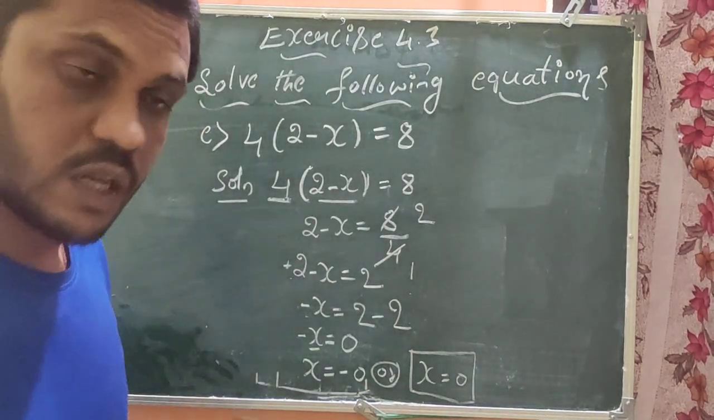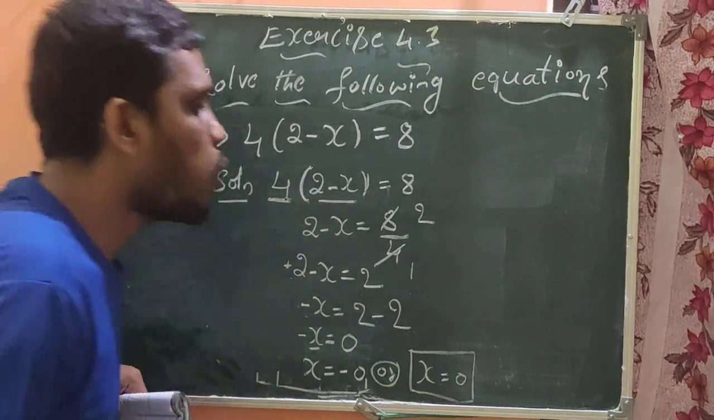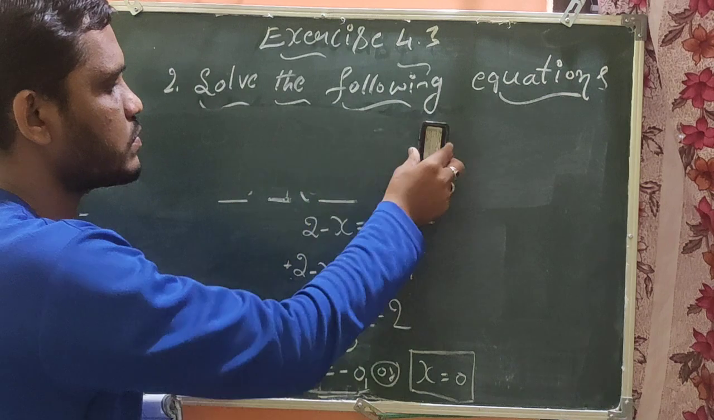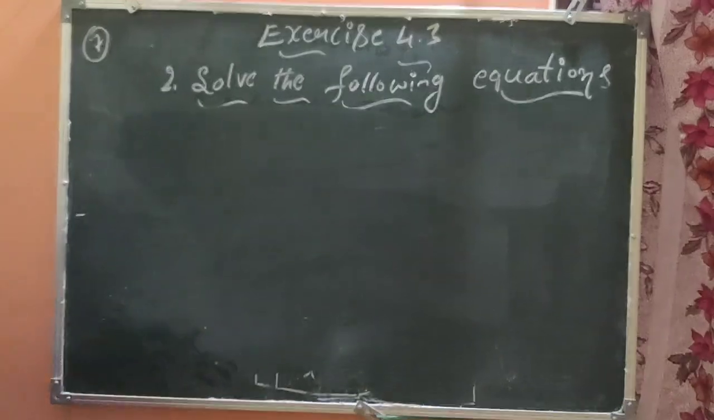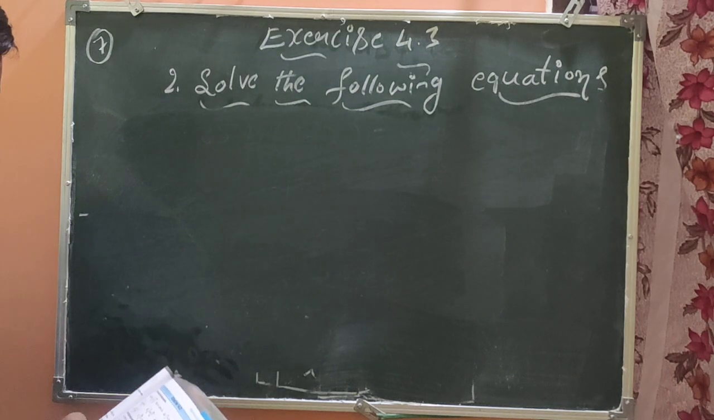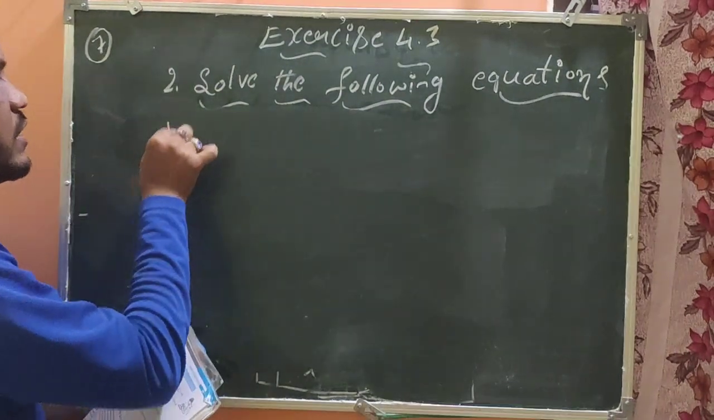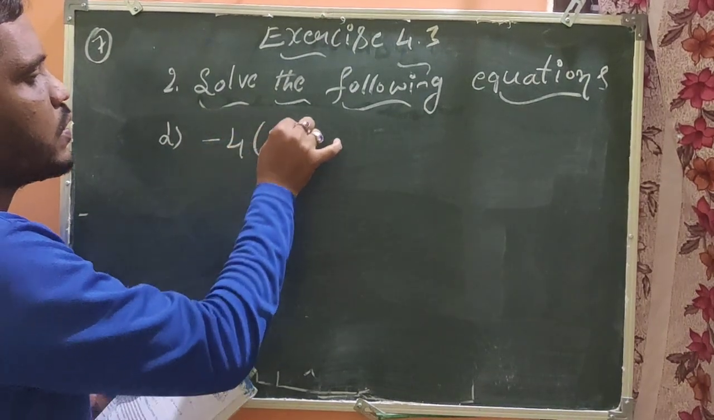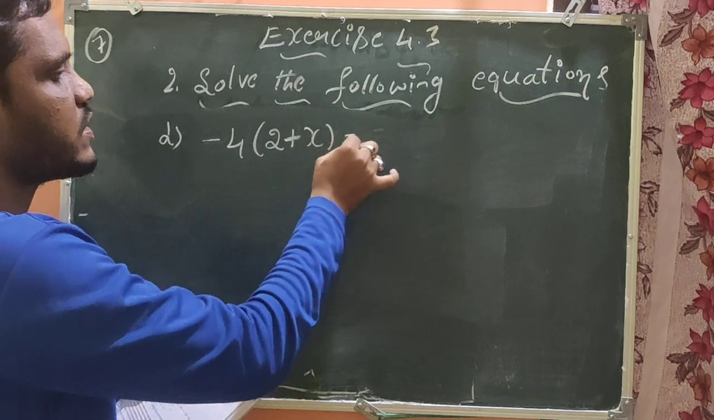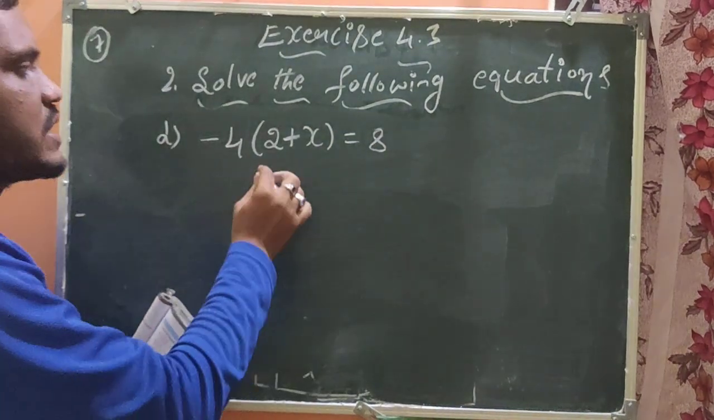Okay, let us discuss one problem. Next one. So I will take D. Minus 4 times of 2 plus x is equal to 8. Minus 4 times of 2 plus x is equal to 8.